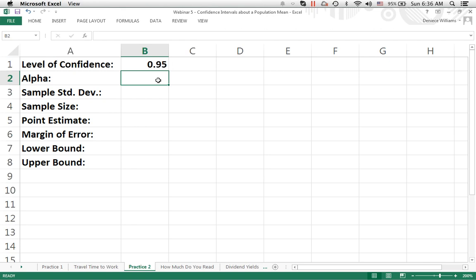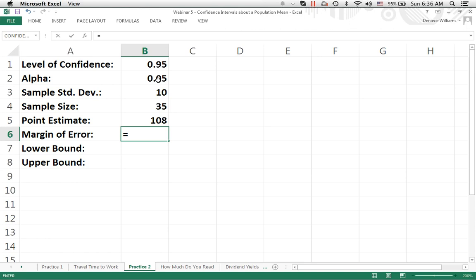Okay. So I'm going to type in everything that I have for this problem. My alpha is equal to, because it's a 95% confidence interval, 0.05. My sample standard deviation given in the problem is 10. My sample size is 35. My point estimate is 108. And the margin of error and the bounds are something that I'm going to use Excel to calculate.